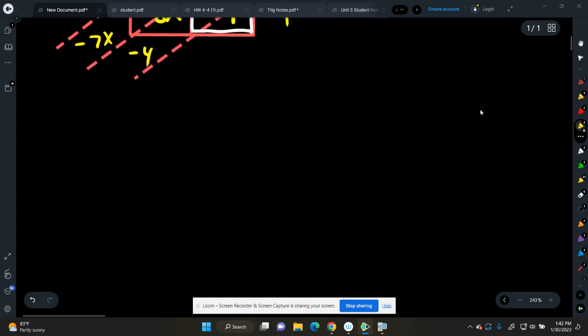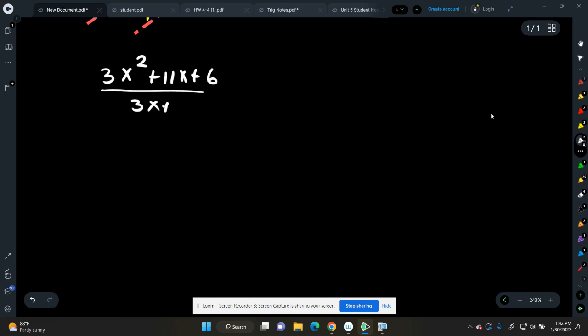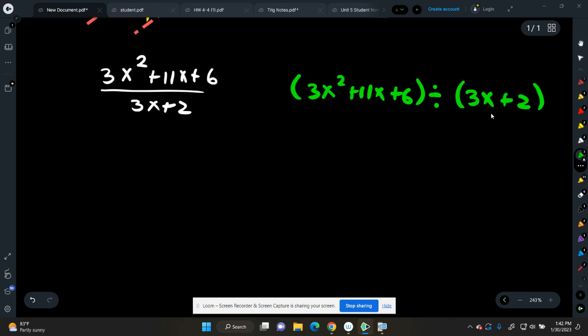Okay, let's look at another one. Let's do 3x squared plus 11x plus 6 divided by 3x plus 2. Now, just a reminder, this is the same thing as saying 3x squared plus 11x plus 6 over 3x plus 2. It's the exact same thing. So I might give it to you in this form tomorrow.